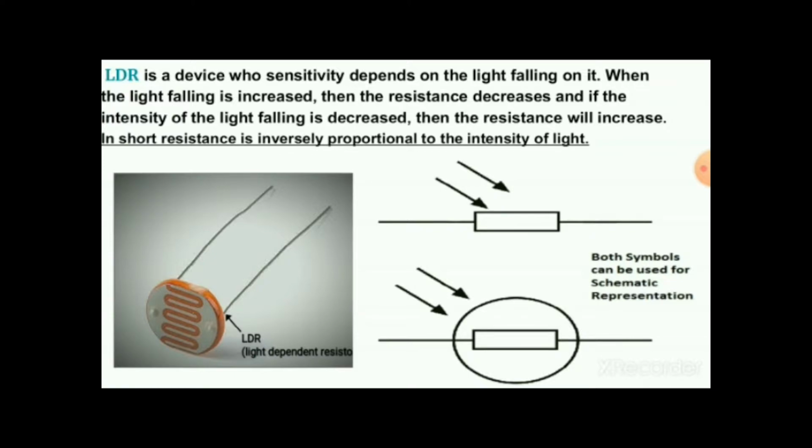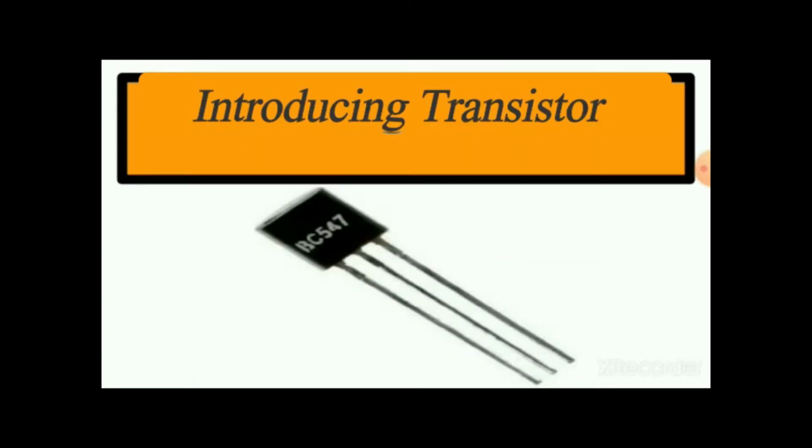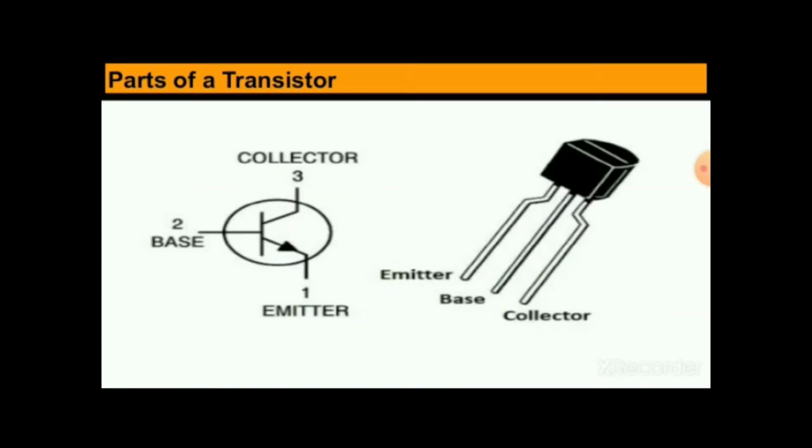You can see the diagram of the LDR, the light dependent resistor, and both the symbols in this picture can be used to symbolize an LDR in your circuit. The next device you will come across in this project is a transistor. In our project we are using the transistor shown here, BC547. There are three terminals in a transistor: the emitter, the base in the middle, and the collector.